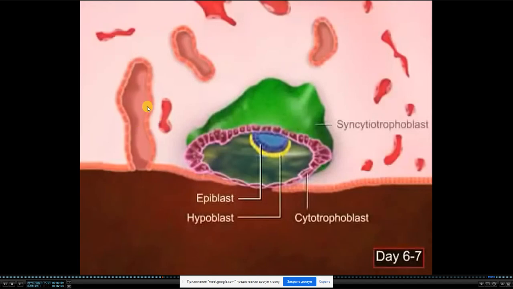of nutrients for this embryo. On the other hand, it produces a lot of blood capillaries here, so the spiral arteries, which you might remember from previous topics. And then the embryo is implanted here.